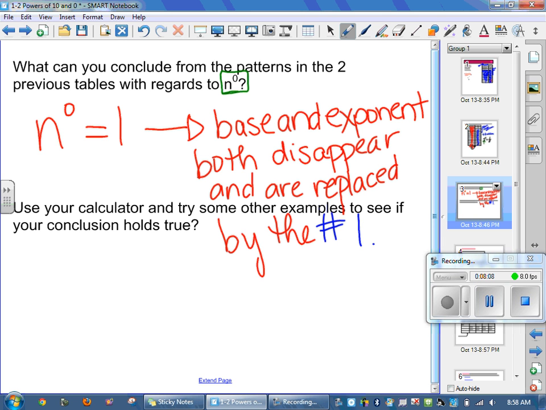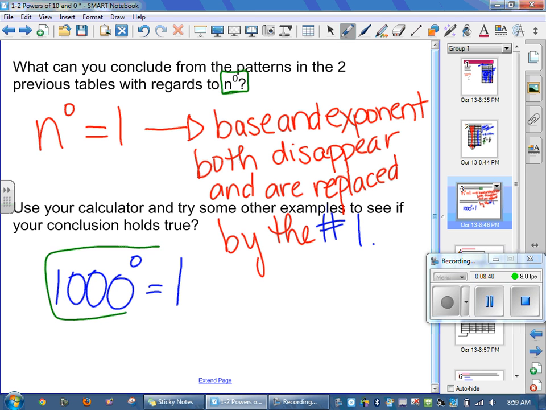Okay. Now, are there any other examples where that would be true? I want you to try a couple different numbers. I want you to put 1,000 exponent 0 in your calculator and see what you get for an answer. 1,000 exponent 0. And you get a 1 for an answer. Good. So what happens? This all disappears. It's gone, and it's replaced by the number 1. And that also works in BEDMAS when you have brackets.